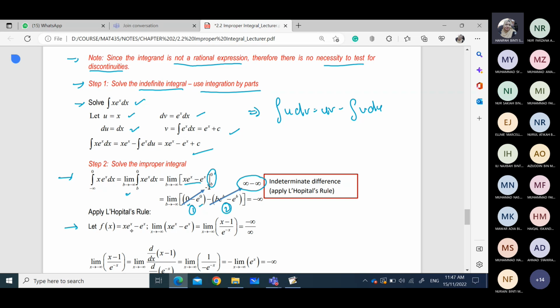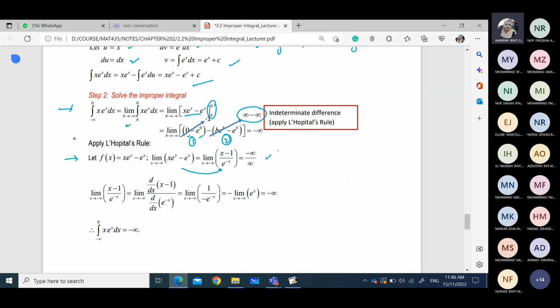The first step, we need to combine the terms. Okay, so we combine the x exponent x minus exponent of x. So we have x minus 1 over exponent of negative x. Okay, so we find the limit. We have negative infinity over infinity. Okay, so next we need to apply L'Hopital's rule by differentiating the numerator and denominator.